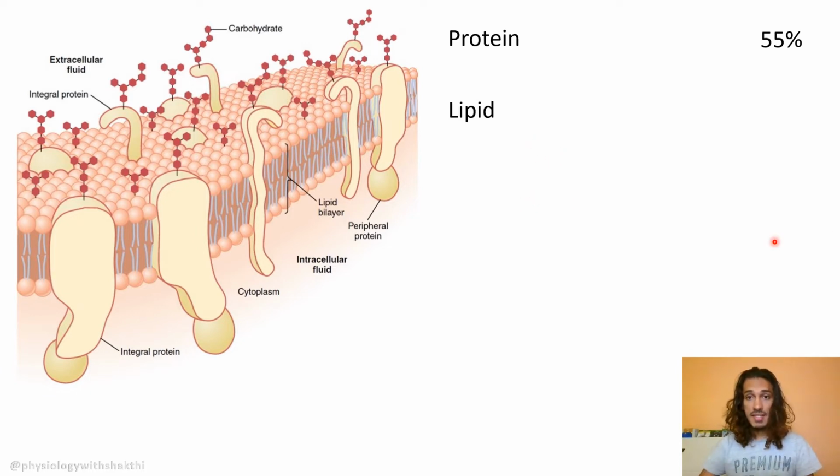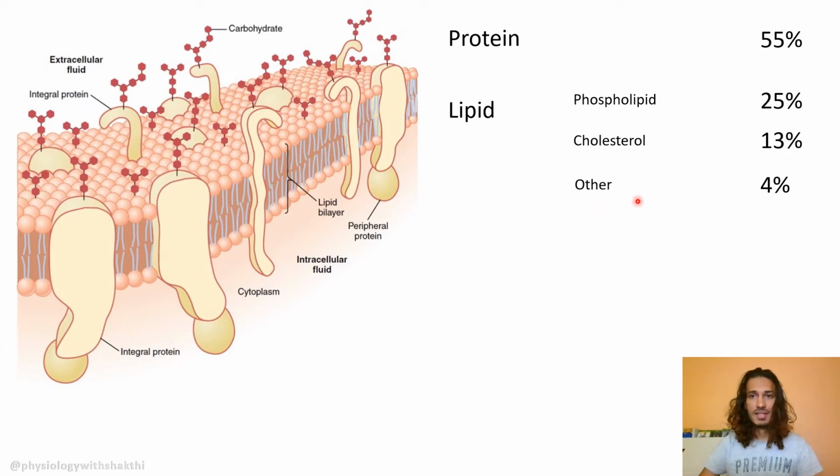Next is your lipid. In lipid, your phospholipids are majorly present. That is around 25%. Then comes your cholesterol, that is 13%. Then there are other things, like sphingomyelin and stuff like that. All that accounts to 4%. Carbohydrate accounts for very little, that is 3 to 4%.